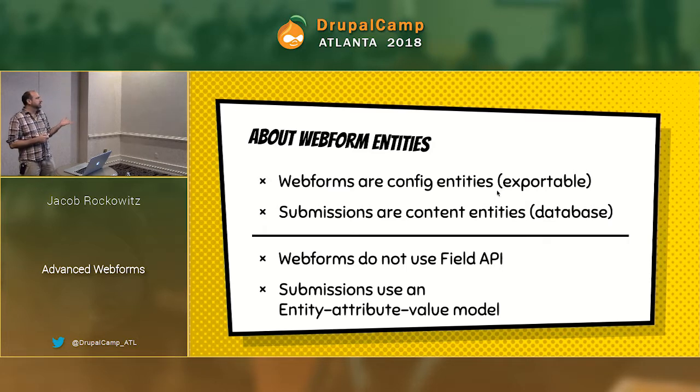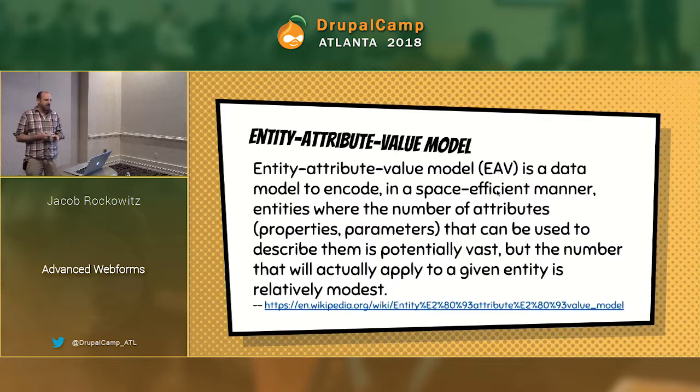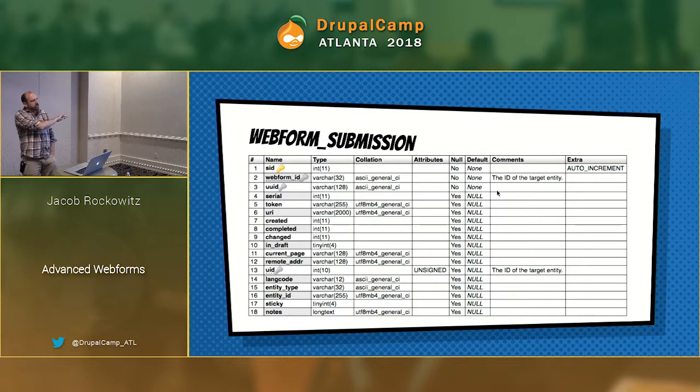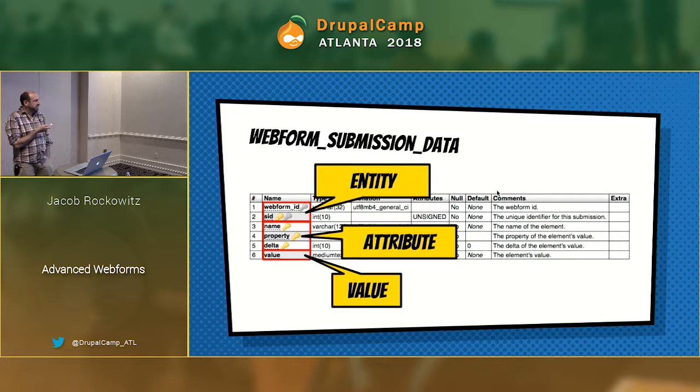It's using something called an entity attribute value model to store submissions. And this is the long-winded definition of it. I don't even need to read the whole thing, because the key point is it's a simple way to store a lot of data. And to understand it, it's worth looking at the database for a second. And this is the table for just the content entity, the WebForm submission content entity. Pretty standard, just some properties, the ID, token, created, timestamps. But the table that's really storing all the data is this one, and it's only 6 columns.